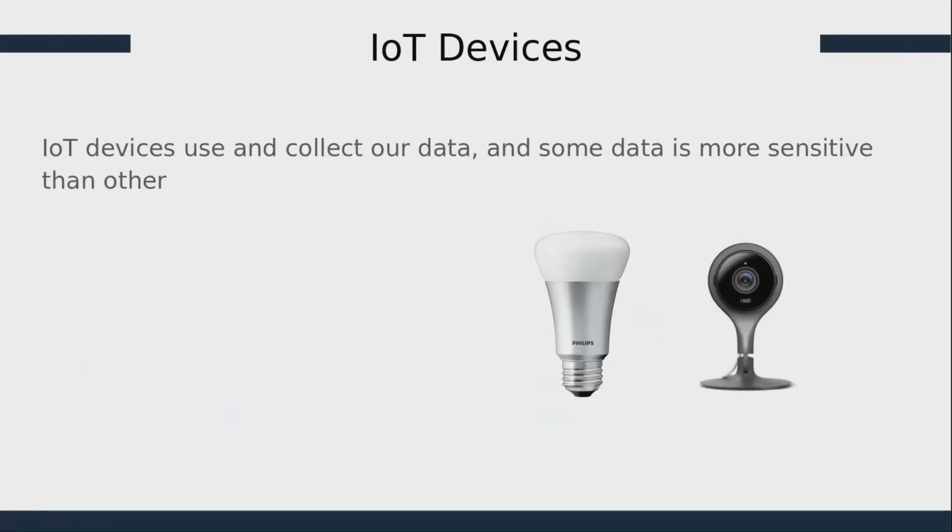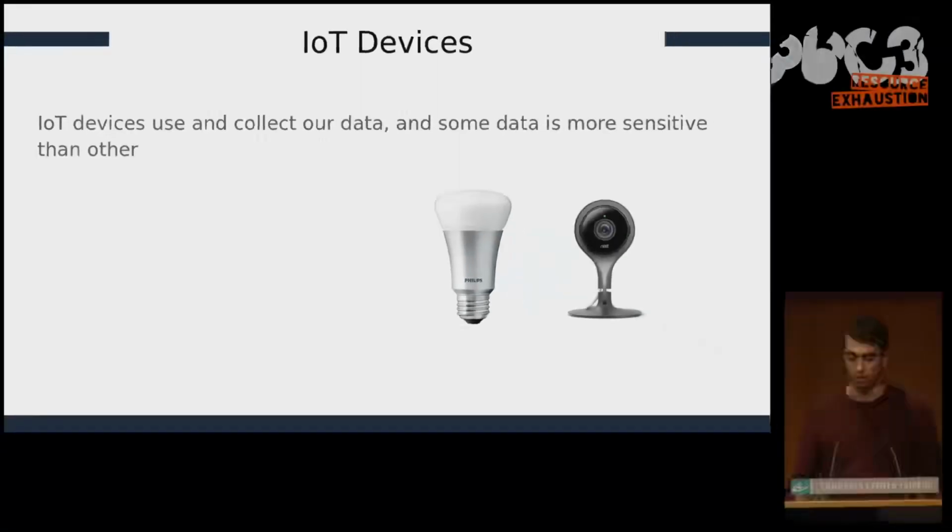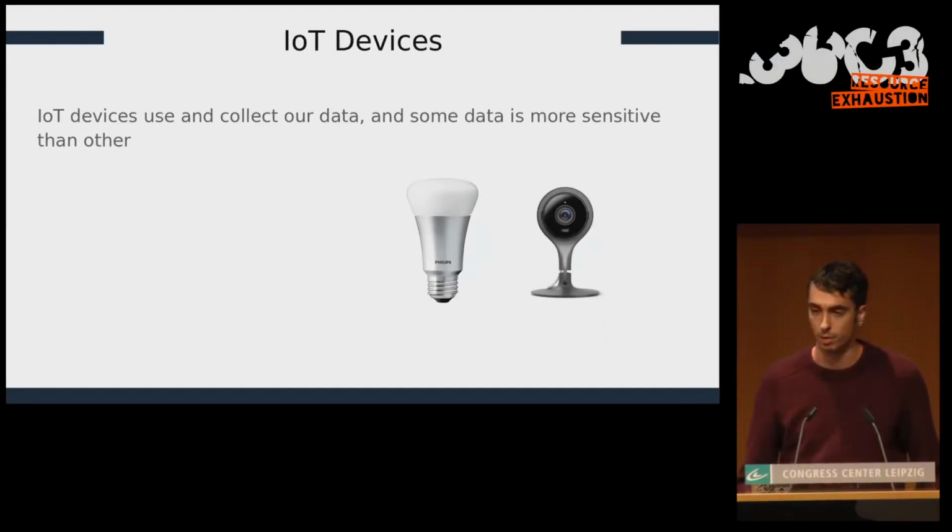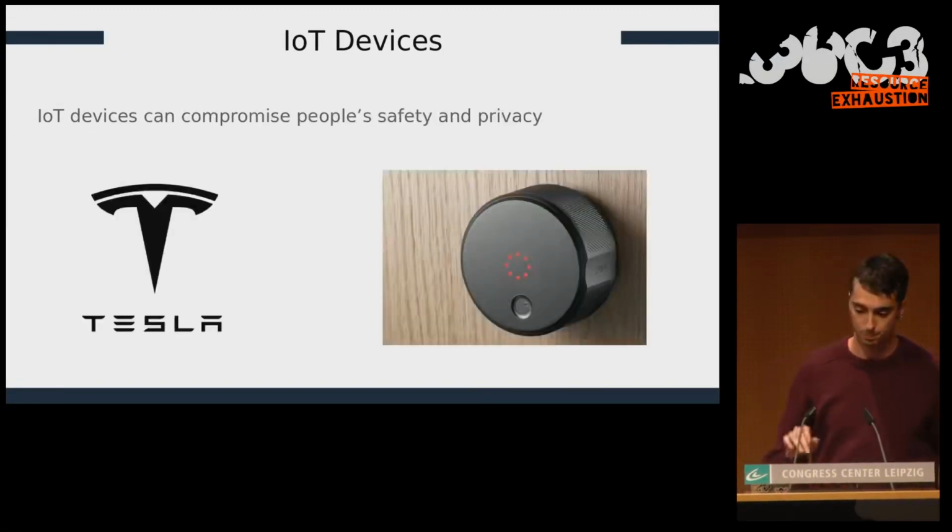As you can imagine, IoT devices use and collect our data, and some data is more sensitive than others. For instance, think about the data that is collected by a smart light bulb against data that is collected by our security camera. As such, IoT devices can compromise people's safety and privacy. Think, for example, about the security implications of a faulty smart lock or the brakes of your smart car.